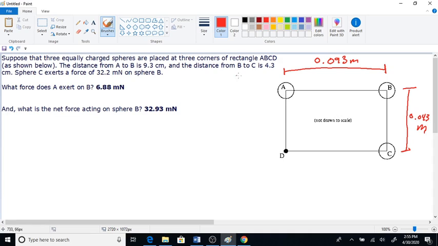Now we're given that these are all equal in charge. So I'm going to call them Q1. But this is also Q1, right? Because they're all equal in size. So we can call them all positive if we want. It could be all negative, that doesn't matter. The problem doesn't tell us, but we can just assume.